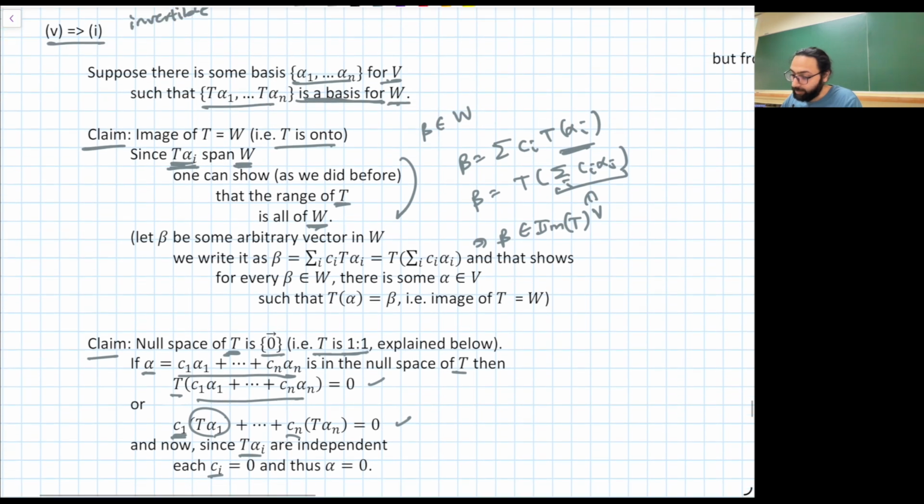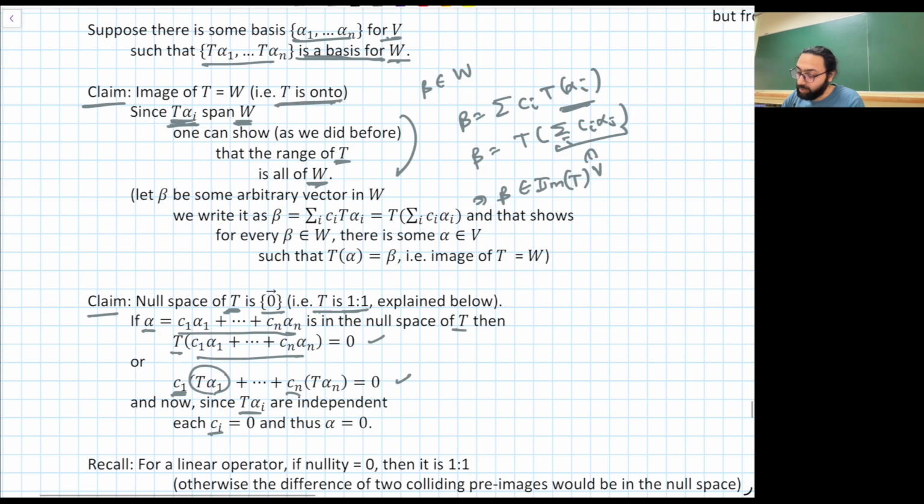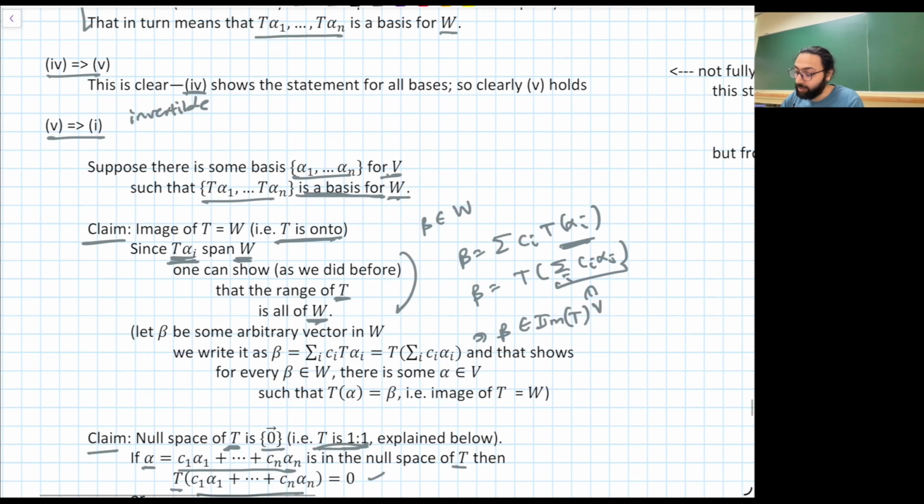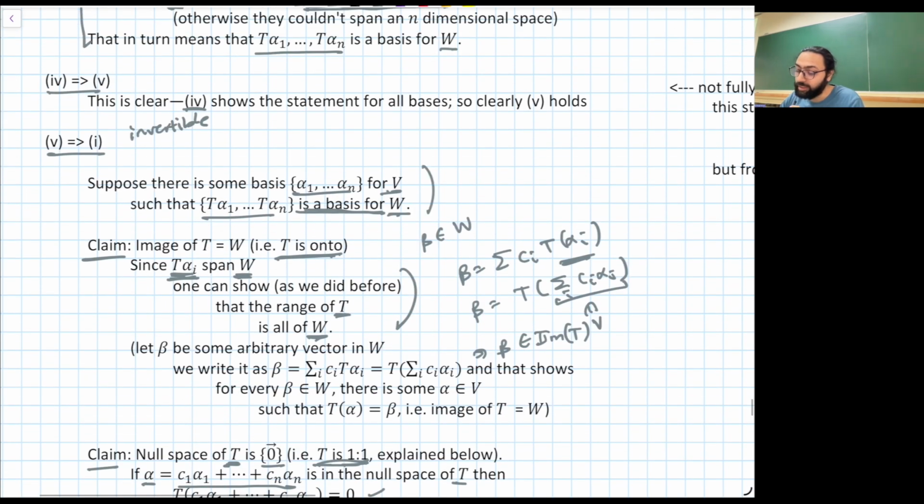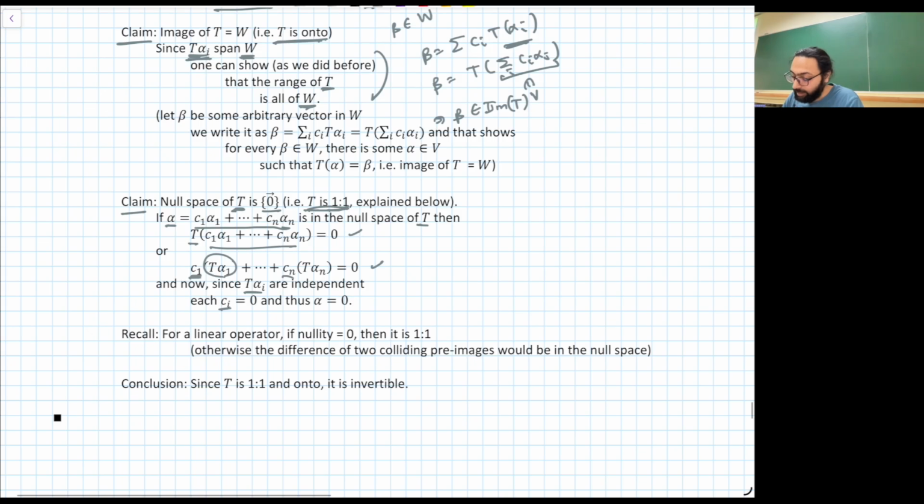Okay, so we have established both. We've established T is onto and T is 1-1 by just starting from the assumption that there exists some basis in V that is mapped to a basis in W. That is all we assume, right? And so then we conclude that T is also invertible, right?